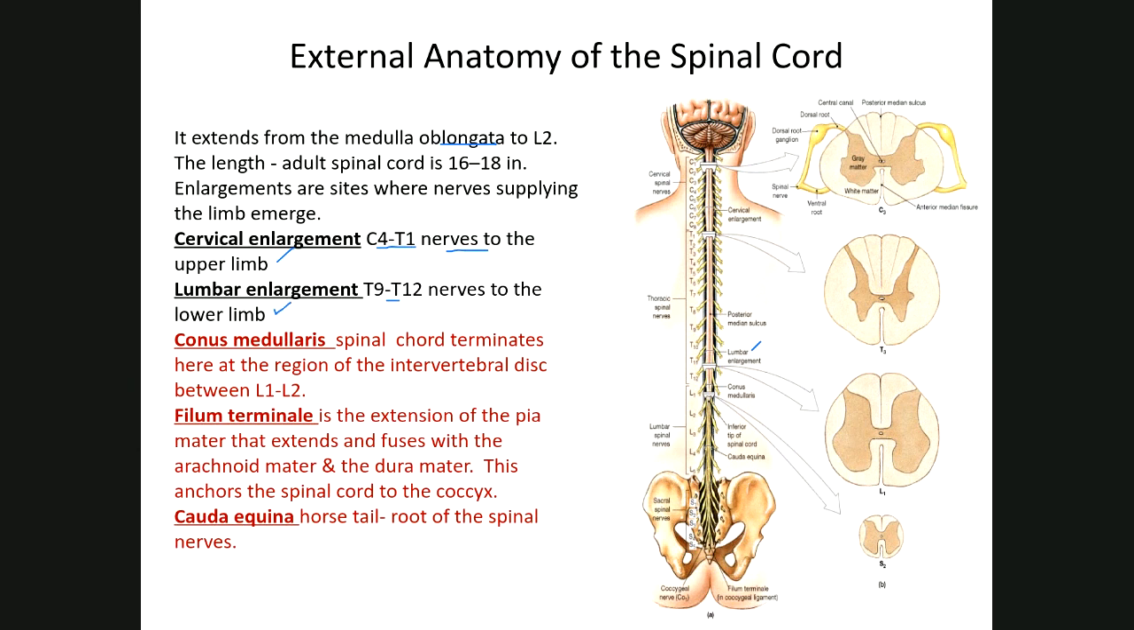There's some important regions that we have to note. The first one is called the conus medullaris. You can see it right here. The conus medullaris is where the spinal cord terminates at the level of between L1 and L2. Extending from this, we have what's called the cauda equina, which is the spinal nerves more in a hair-like fashion, and then eventually connect at the filum terminale. So this is the extension of the pia mater, the dura mater, and the arachnoid mater, and they anchor the spinal cord to the coccyx, and that's called the filum terminale.